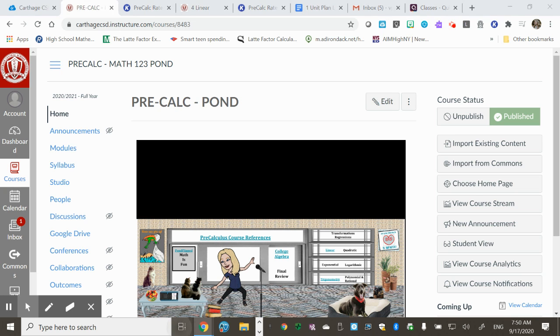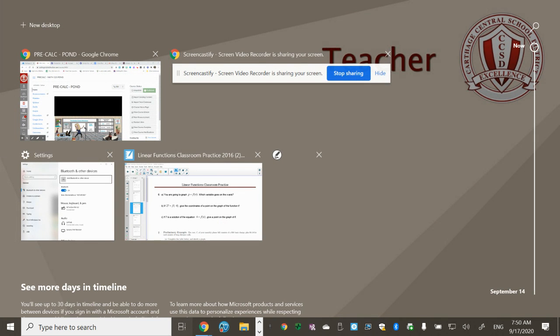Up the actual, is that the bell? Okay, I thought I was hearing things.